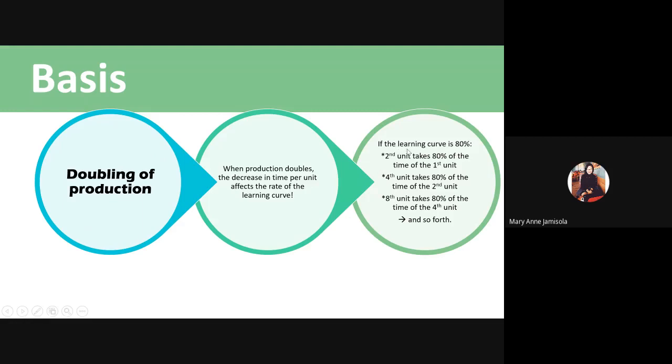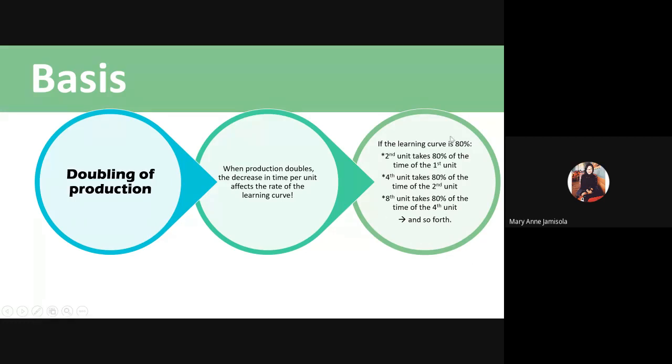If, for example, we are given the learning curve at 80%, this means that if we produce the second unit, it will only take us 80% of the time of the first unit. Then if we double this again, so just multiply it by 2, it becomes 4. So the fourth unit takes 80% of the time of the second unit. And when we double this again, it becomes 8. So the eighth unit takes only 80% of the time of the fourth unit, and so on. That one is the basis, doubling of production.